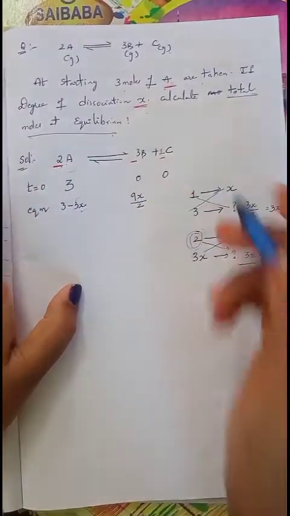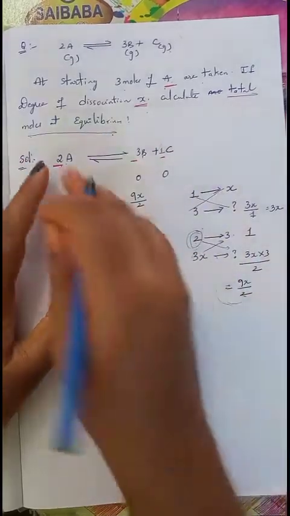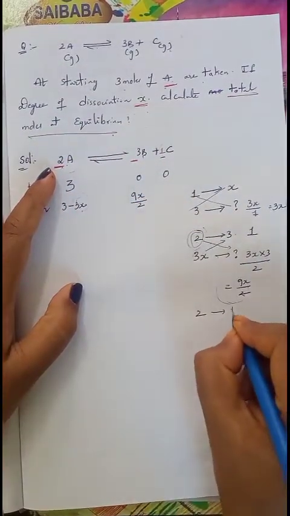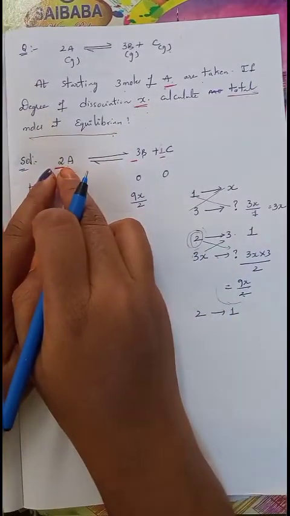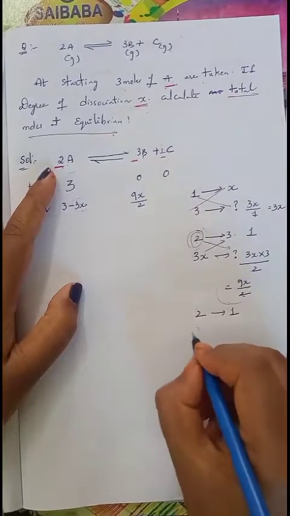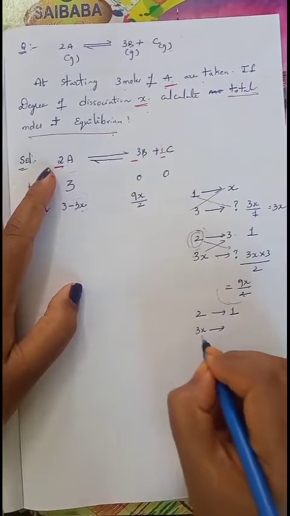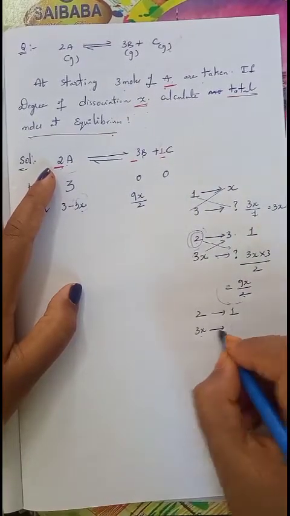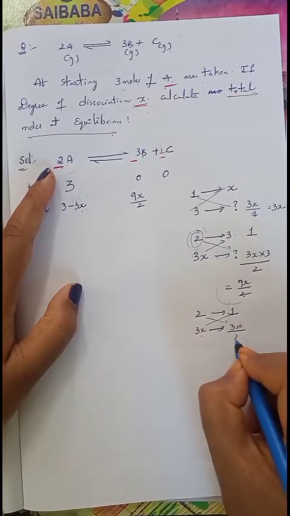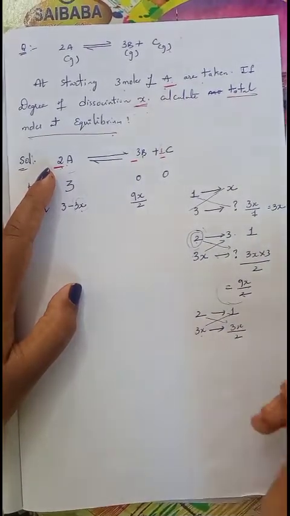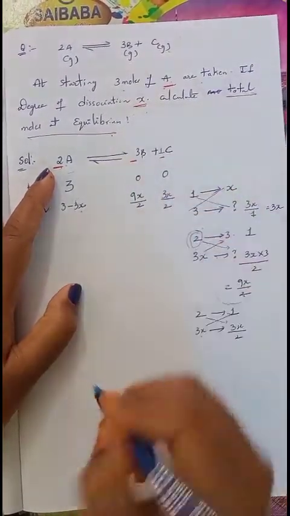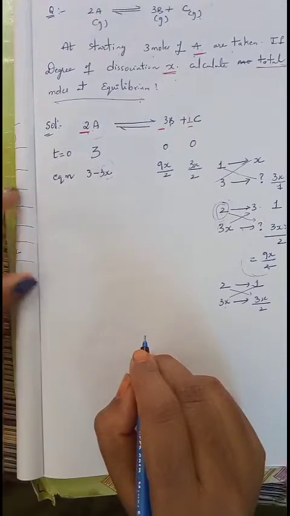Next, for C we want to calculate. From 2 moles it is giving only 1 mole, right? Coefficient 2 is giving 1. For 2 moles, the amount of substance dissociated is 3x. Then for 1 mole, how much? Again cross multiplication: 3x into 1 by 2, that is 3x by 2. You just write that value here, 3x by 2. Are you clear? I think so.